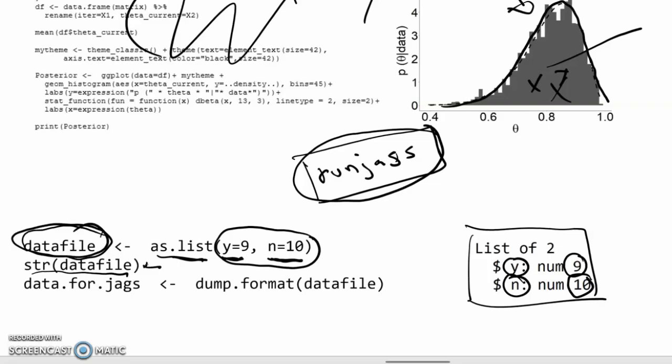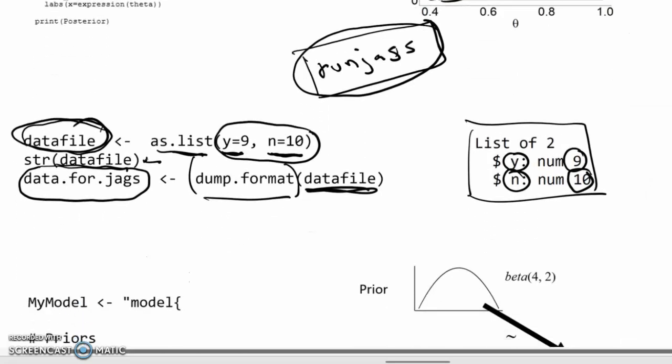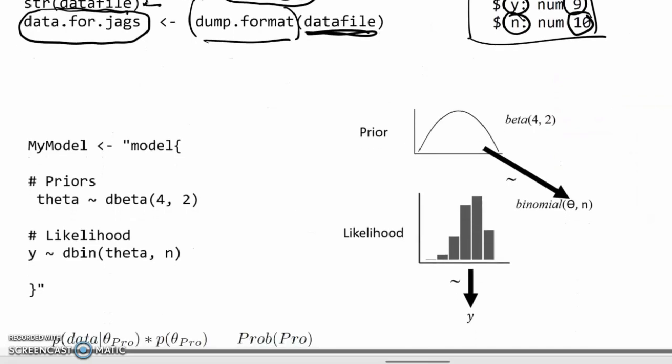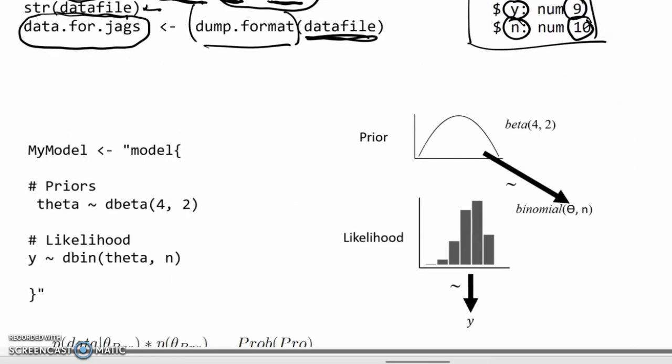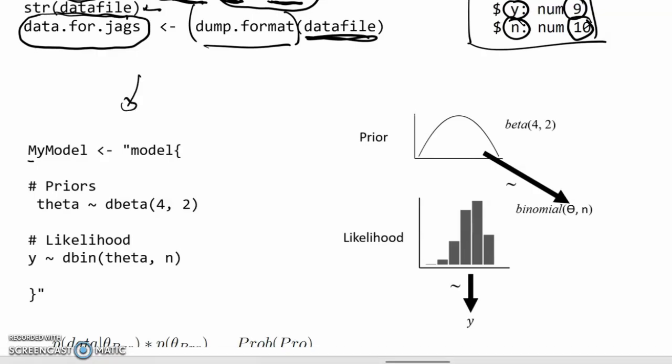And then we're going to take this object data file, we're going to operate on it with the dump format function, and that's going to create a new object called data for jags that runjags can interpret. And so now we're going to move to the heart of runjags, and that is the model statement. So there's the model statement, and we're going to create an object that I'm going to call my model.